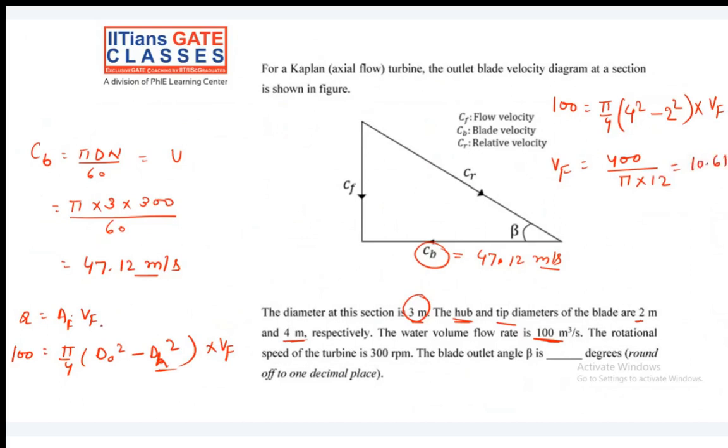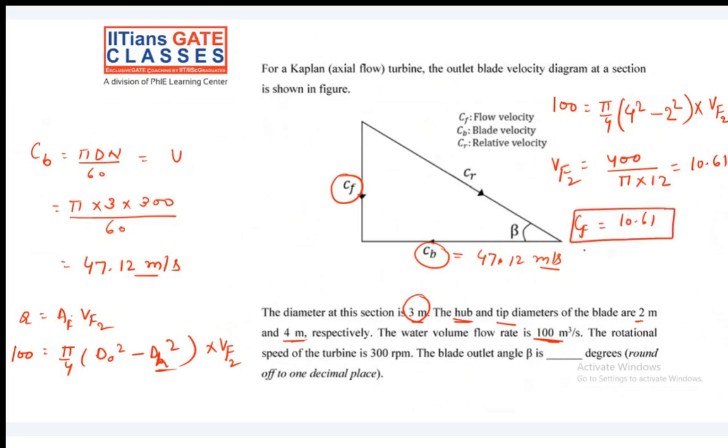So this value is what? VF2. Okay, VF2. And this VF2 is nothing but given as CF. So now I will note that CF is given as 10.61. So now I know CF.